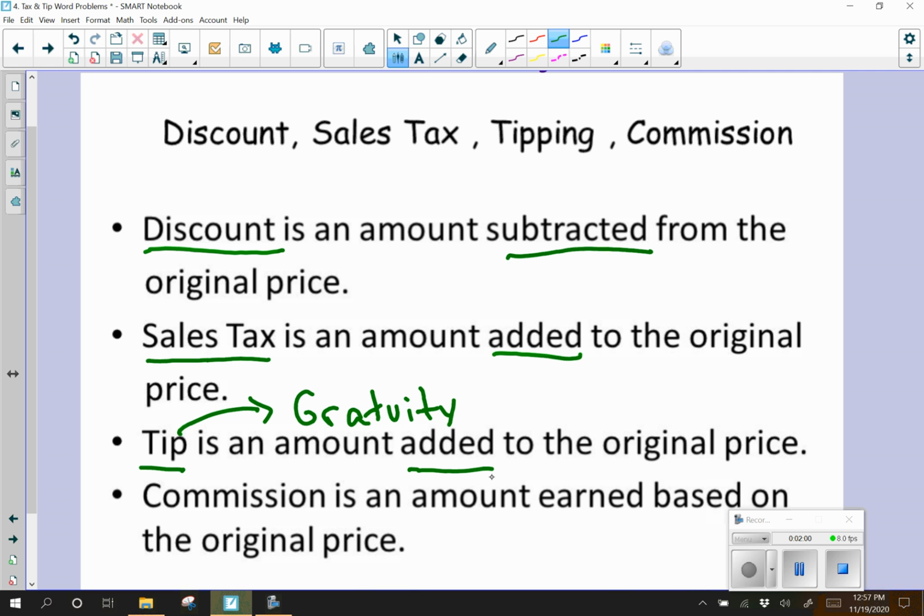And then the last one, which we'll get into in the next skill, but we might as well just talk about it, is a commission. Commission is an amount earned based on the original price. So I don't know if you have any parents maybe that work in real estate, or if anybody works in sales. A lot of times they work off commission.